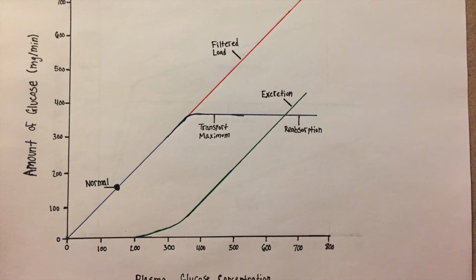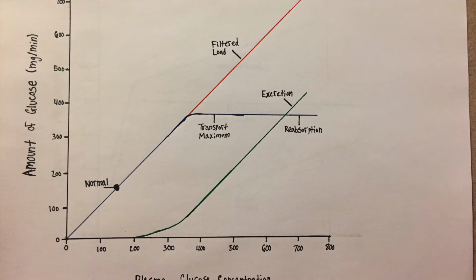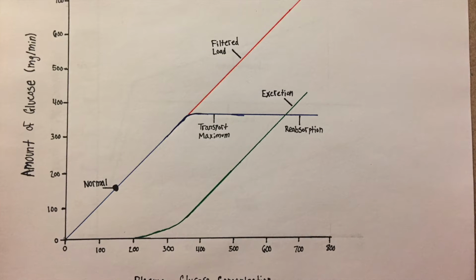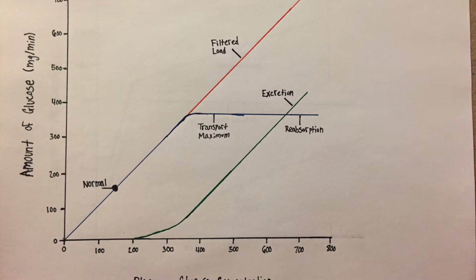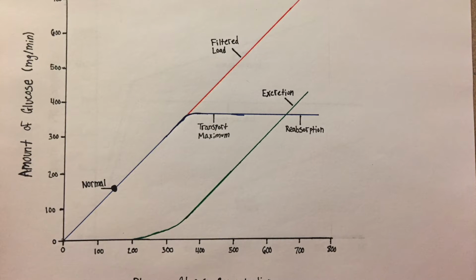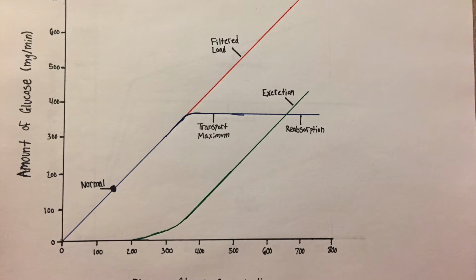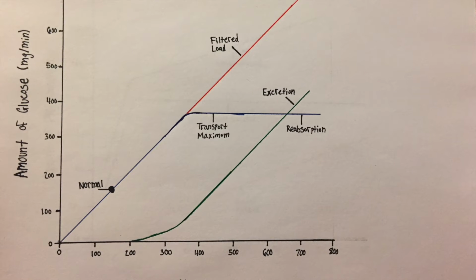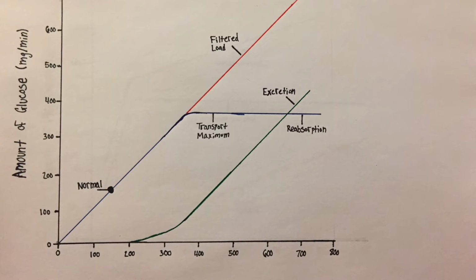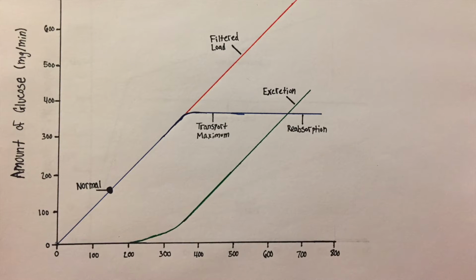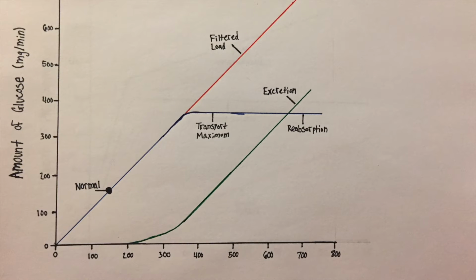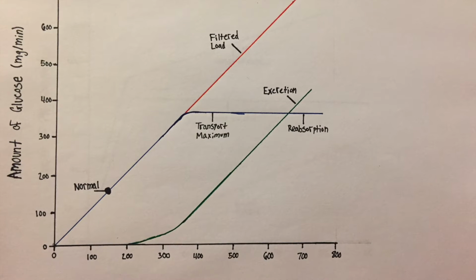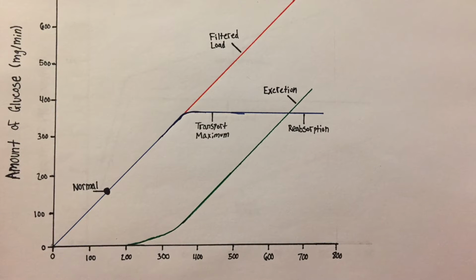We can observe the following graph to see how the amount of glucose being filtered, reabsorbed, and excreted changes based on the plasma glucose concentration. Looking at the y-axis, we see that the amount of glucose being filtered, reabsorbed, or excreted increases by milligrams per minute. On the x-axis, we see changes in plasma glucose concentration. We see that as the concentration of plasma glucose increases, so does the amount of glucose being filtered. Also, we see where the transport maximum of glucose is reached, right around 360 milligrams per deciliter.